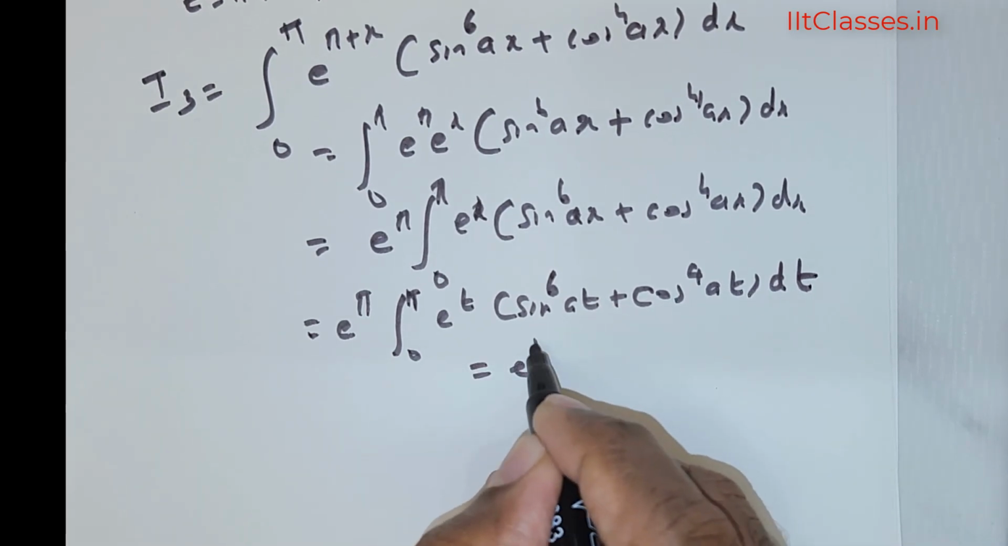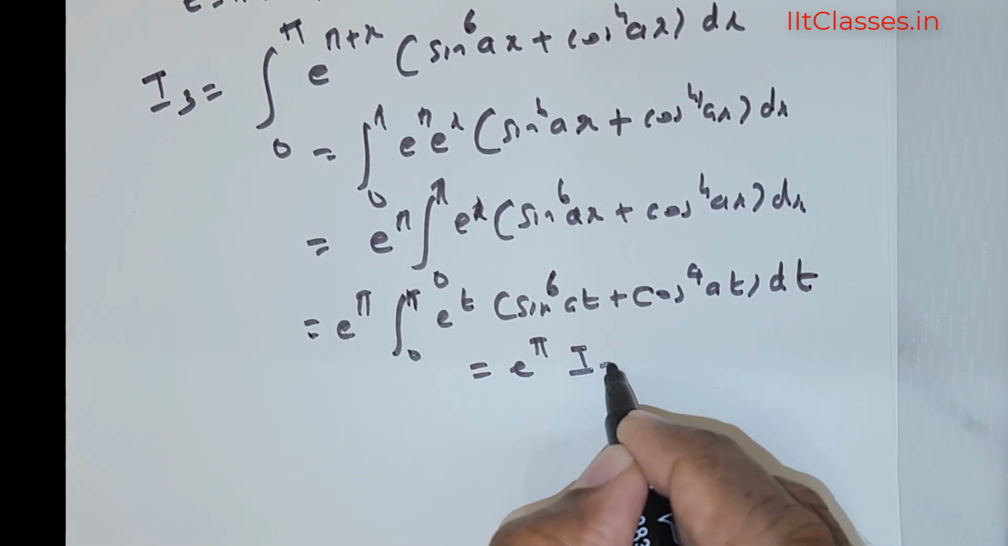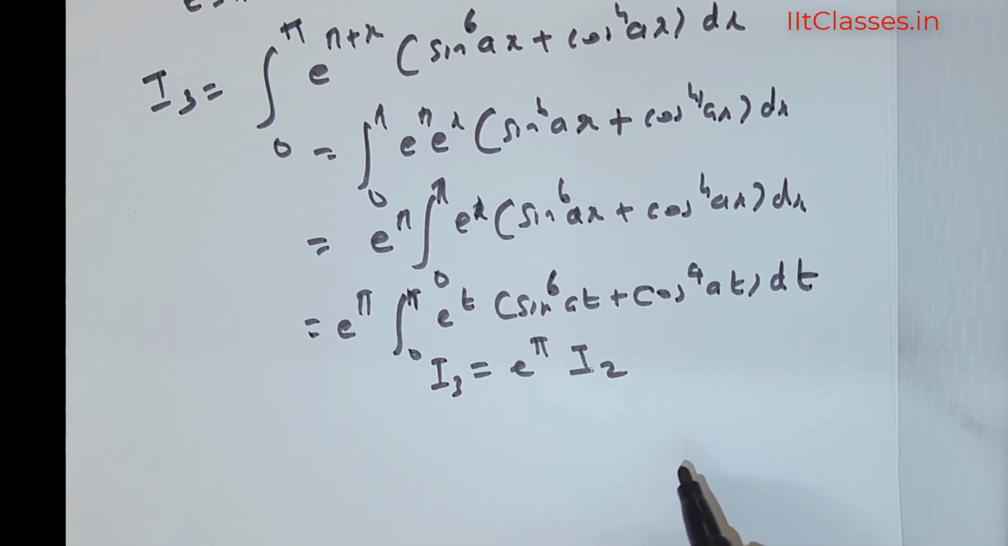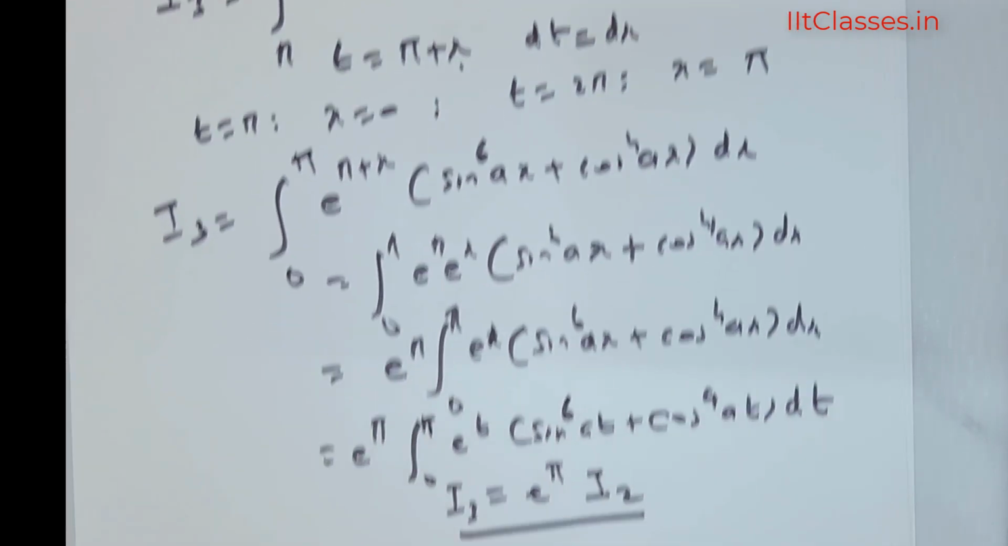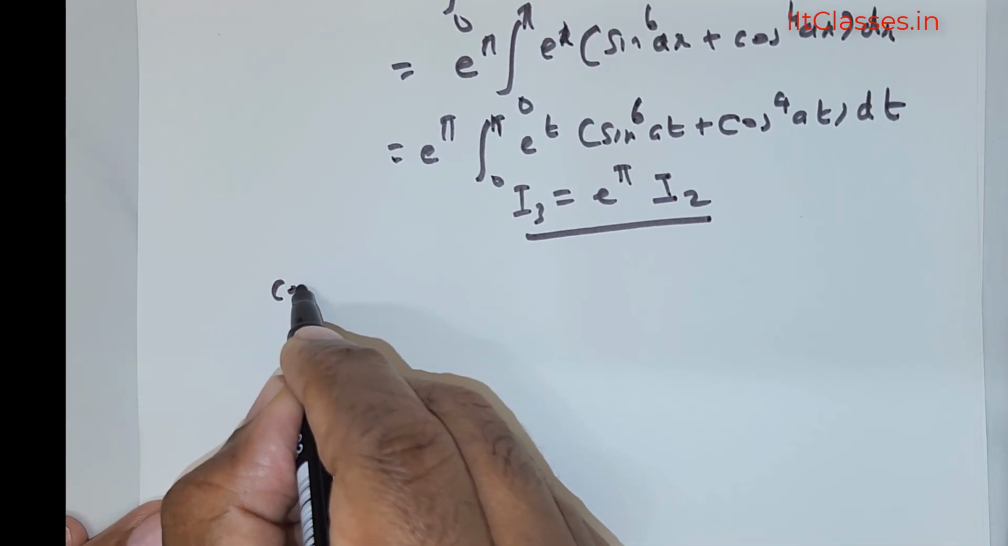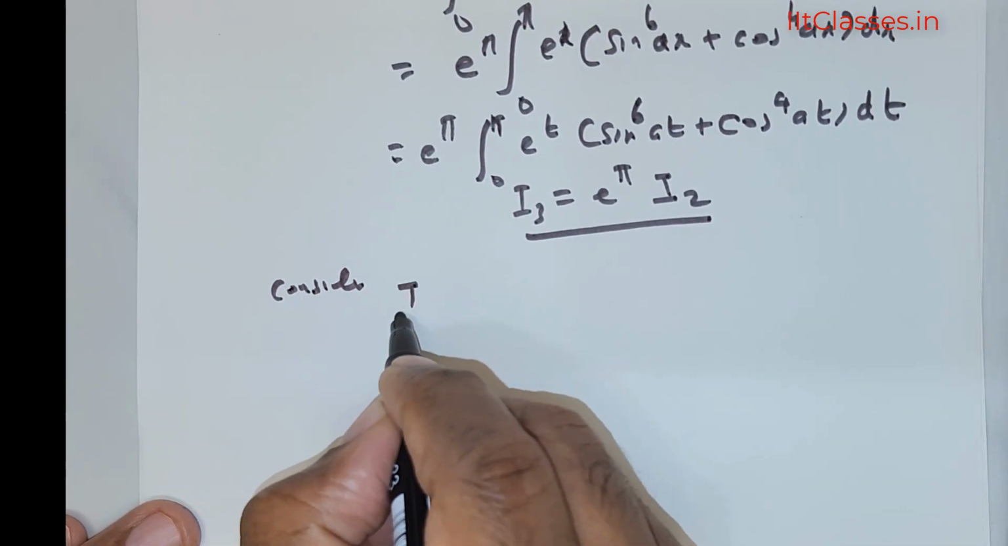But what is this? This is nothing but e^π times I2. On the left you have I3. So we have successfully represented I3 in terms of I2. Now let me consider the next quantity.